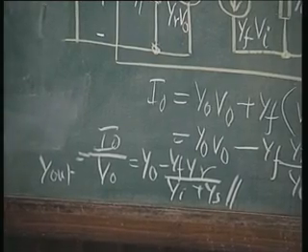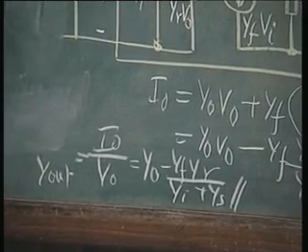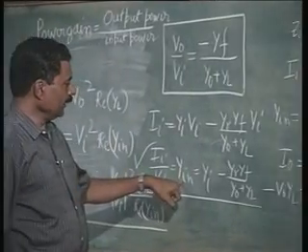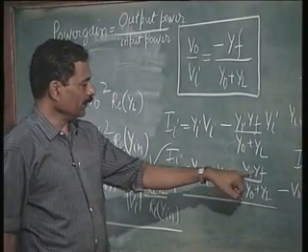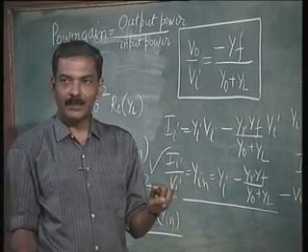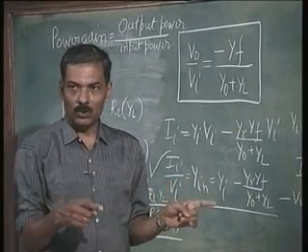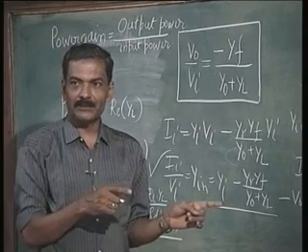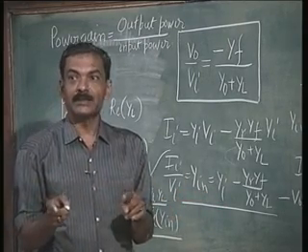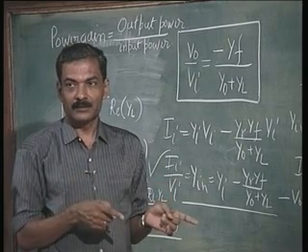This is the Y out. So compare this with what we got for input. Y in is equal to yi minus yr yf by y naught plus yl. Wherever I is there, replace it with O. Wherever O is there, replace with I. Wherever L was there, replace it with S.